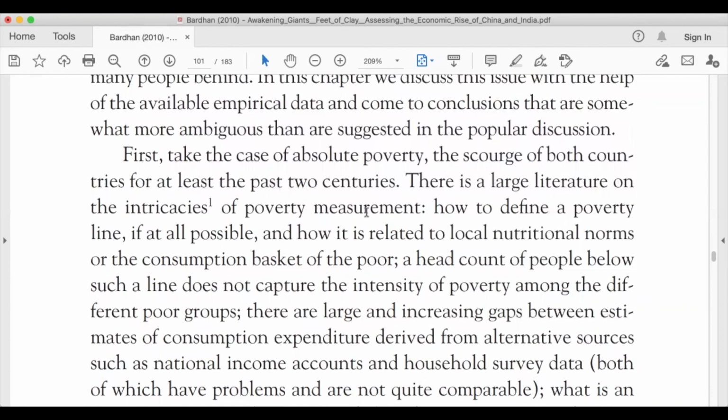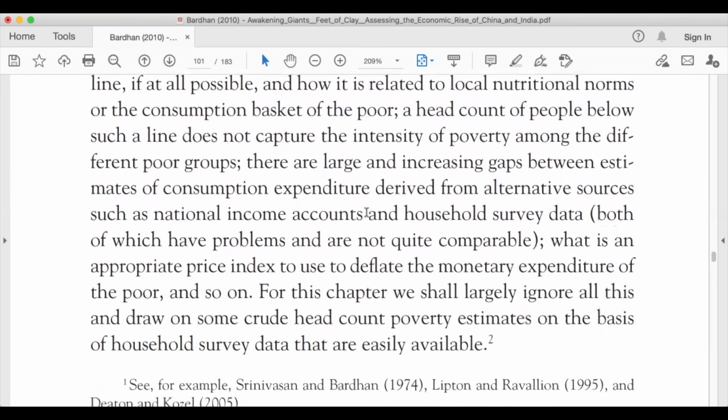A head count of people below such a line does not capture the intensity of poverty among the different poor groups. There are large and increasing gaps between estimates of consumption expenditure derived from alternative sources such as national income accounts and the household survey data, both of which have problems and are not quite comparable. What is an appropriate price index to use to deflate the monetary expenditure of the poor, and so on. For this chapter, we shall largely ignore all this.